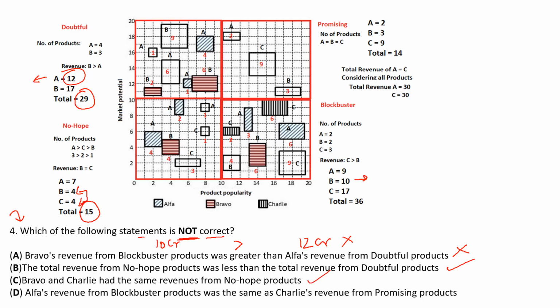Alpha's revenue from blockbuster product was 9 CR, and it was the same as Charlie's revenue from promising, again 9 CR. Yes, this option is also correct. So our first option was wrong. So which is the correct answer? Option A. Thank you.